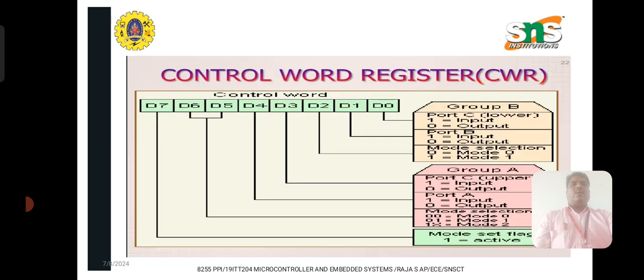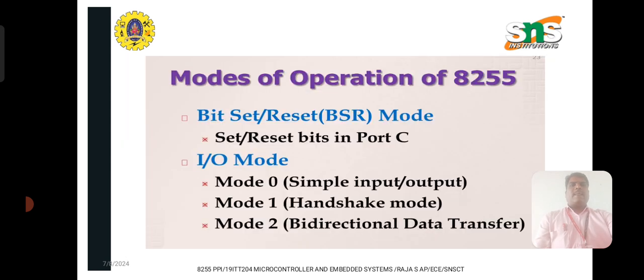So this is the control word register. Depending on this figure, each data will do the specific operations. Then the modes of operation of 8255. First one is the BSR, that is bit set reset mode. It will set or reset the bits in port C, depending upon whether they are used for the upper port or the lower port.